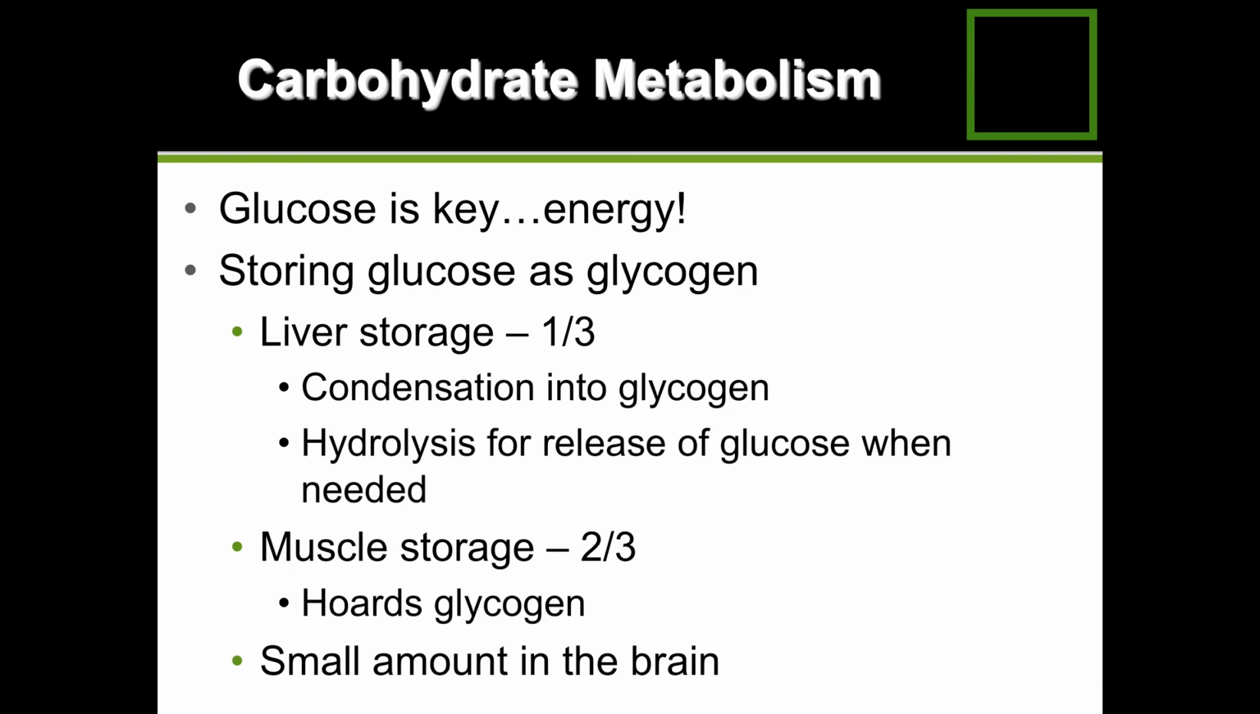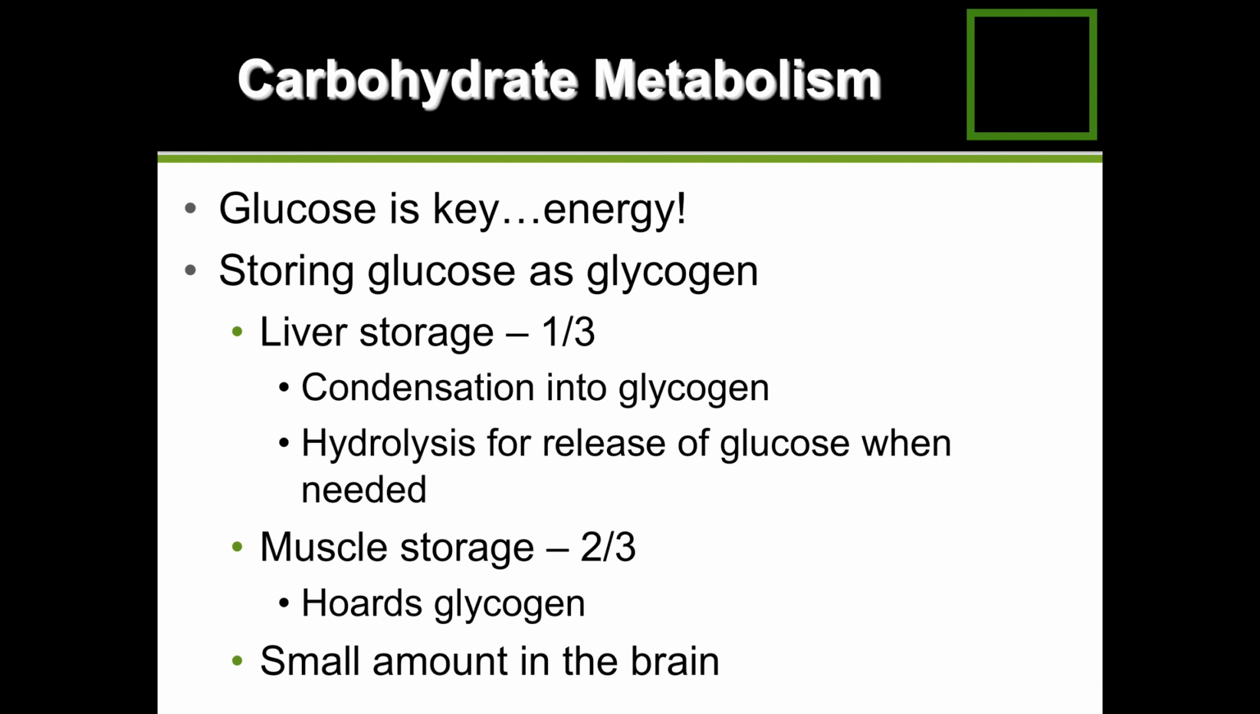All right, so carbohydrate metabolism. Glucose is key. Remember, glucose is energy, okay? Storing glucose as glycogen, the liver stores 1/3. And how does this happen? Well, through condensation, glucose gets linked together to form glycogen. And then hydrolysis is needed to release this glucose when it's needed, okay?